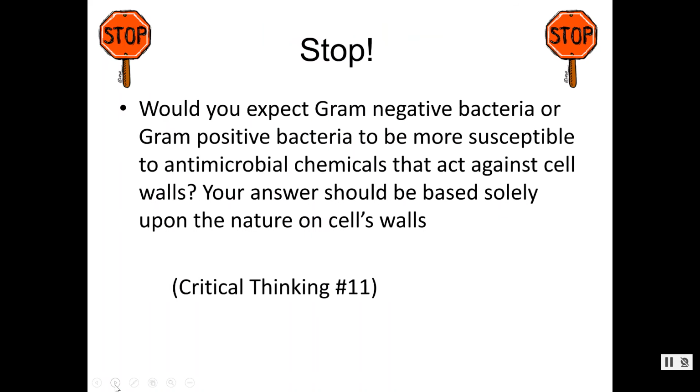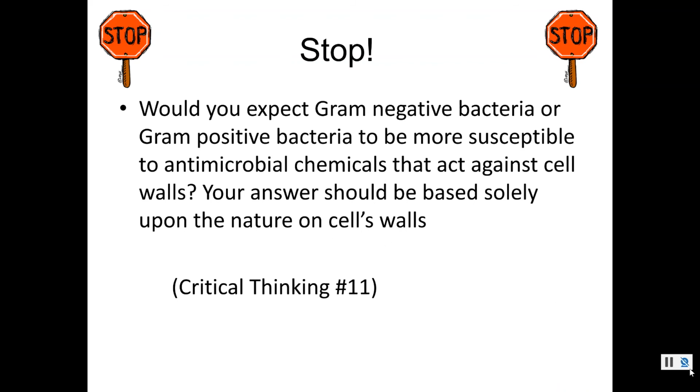Okay, this is another critical thinking question. We did this one in class as well. I'm actually going to leave this one for you. What I want you to point out when you're reading these questions is to read carefully. This question says, would you expect a gram-negative bacteria or a gram-positive bacteria to be more susceptible to antimicrobial chemicals that act against cell walls? And then it says, this is a test question, so your answer should be based solely upon the nature of cell walls. Now we know the environment is sometimes different and there are multiple things that come into play, but for a test type question, they're saying base this only on the nature of cell walls.